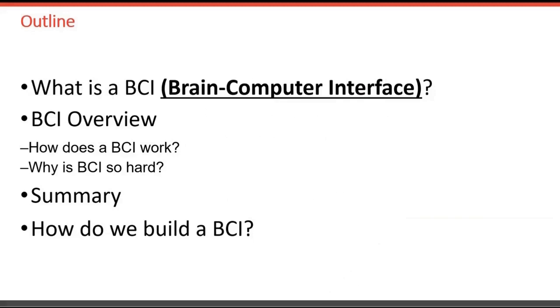Outline of today's lecture is as follows. We'll try to answer the question, what is BCI, or brain-computer interface? We will see how it works, how and why it is difficult to build a brain-computer interface system. We'll summarize important topics and challenges of BCI research.